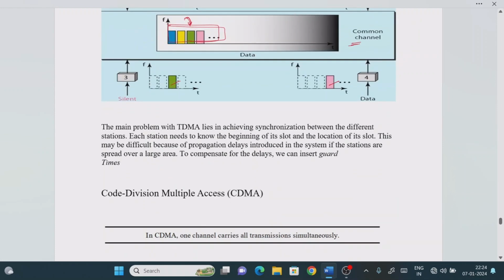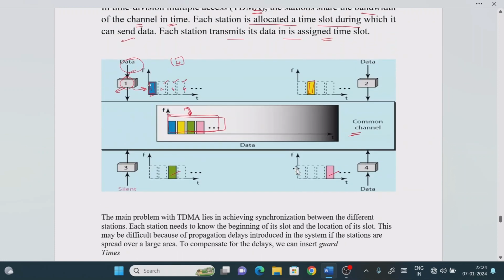Now the main problem with TDMA lies in achieving synchronization between the different stations. What is the meaning of this? We'll try to understand in a minute. Each station needs to know the beginning of its slot and the location of its slot. The concept is in terms of the time slot. If station 3 wants to send data, it has to send it only within its starting and ending time period. For example, it will start at 9 AM and complete at 10 AM. Then after 10 AM station 4 can send the data.